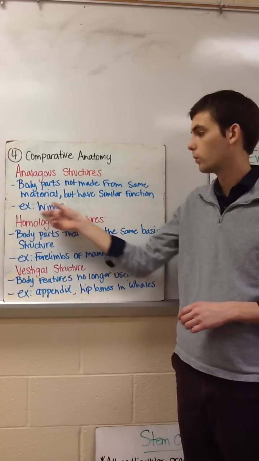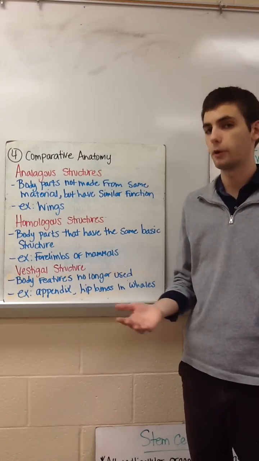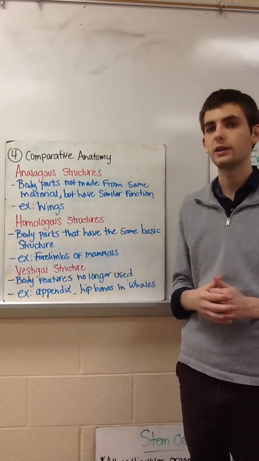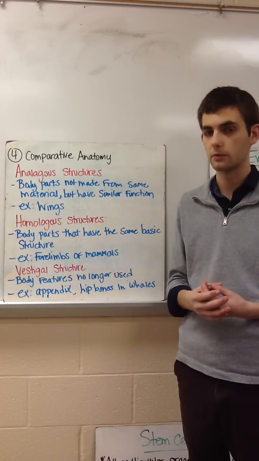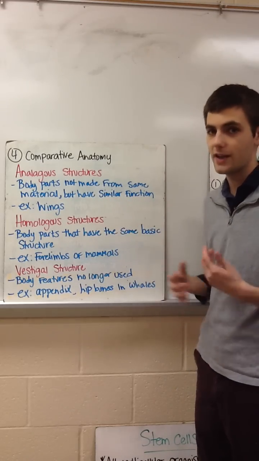For example, wings. If you look at the wings of a bat and compare it to the wings of a bird compared to the wings of an insect, those are all 3 different species of animals. But they all have wings which have the same function, and that's to fly.